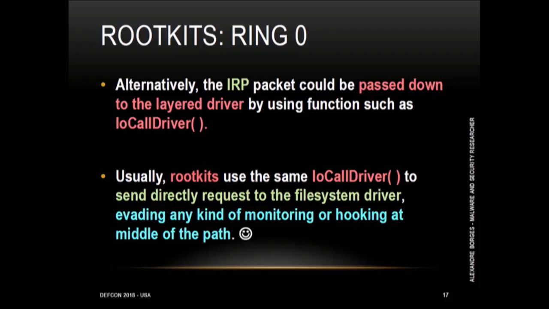Alternatively, IRP packets can be passed down to the lower driver by using this specific call, IoCallDriver. Here we have a very nice trick. Some malware tries to pass the IRP packet to the lowest driver by bypassing the middle drivers, and so avoids being detected by monitoring tools and hooking tools. So it's a very nice and smart trick to evade defenses.